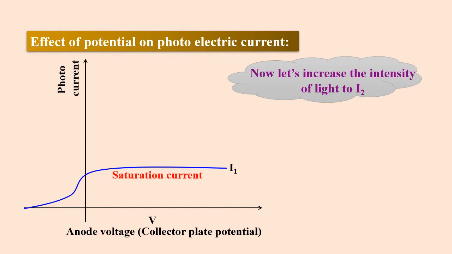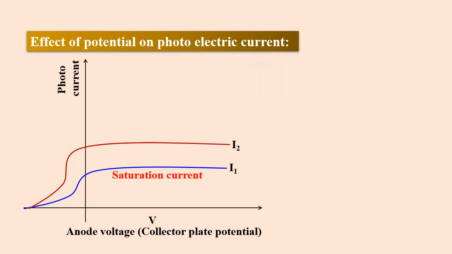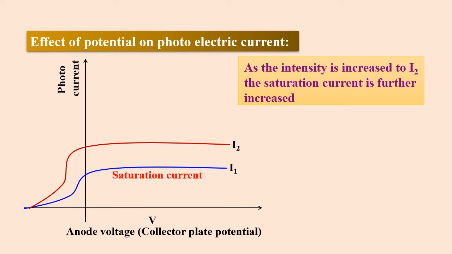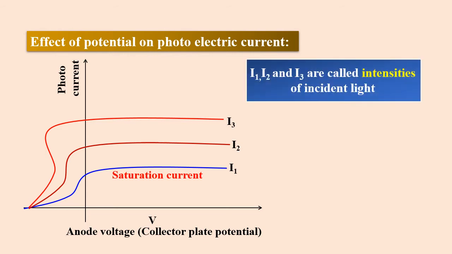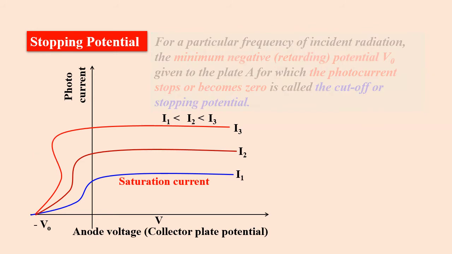Now let's increase the intensity of light to I2. For that, we get a graph like this. As the intensity is increased to I2, the saturation current is further increased. Now let's increase the intensity to I3. I1, I2 and I3 are the intensities of incident light, where I1 is less than I2, which is less than I3. But the stopping potential for these different intensities is the same. So it is independent of the intensity of light.